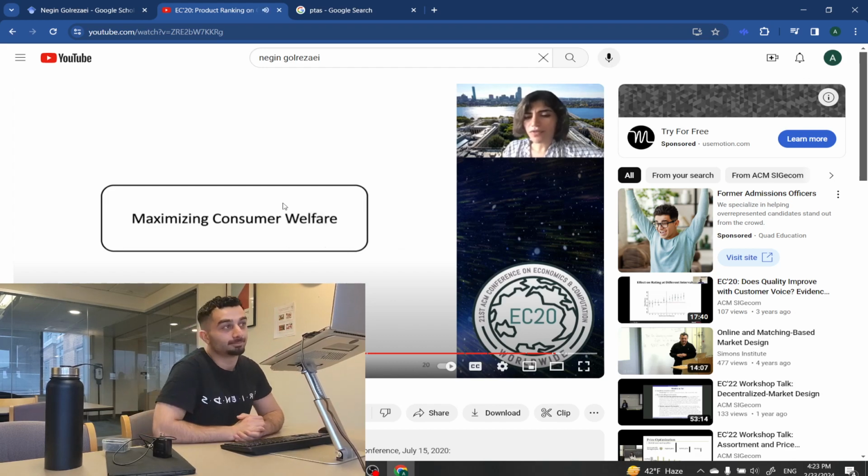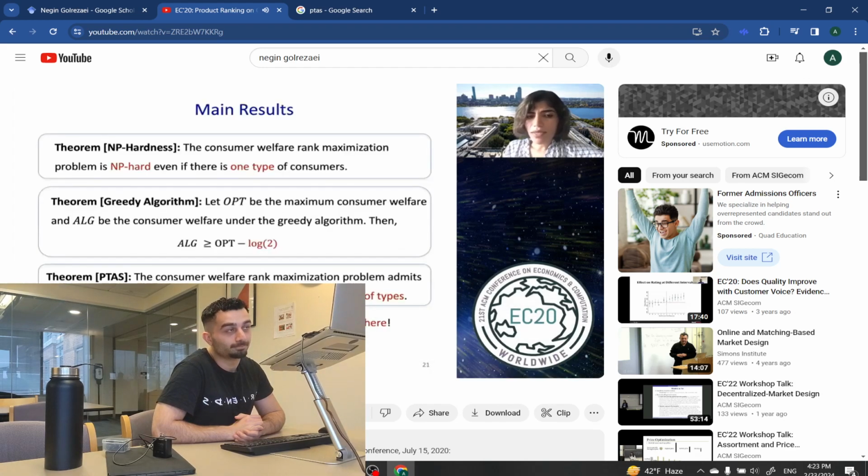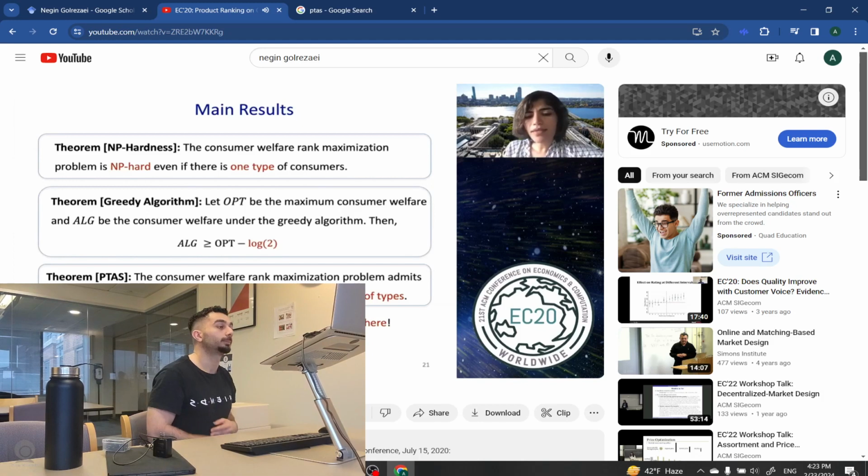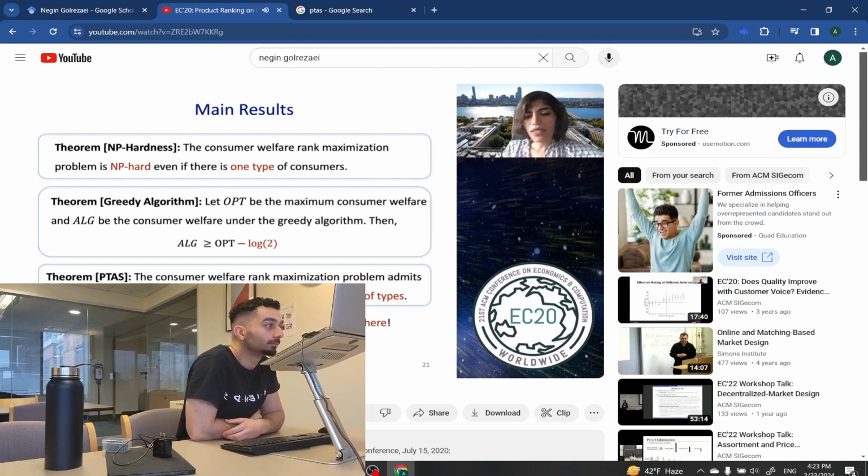The next objective that we focus on is maximizing consumer welfare. For maximizing consumer welfare, we have this result. NP hardness is still there. The greedy algorithm performs pretty well. And we also design a PTAS whose complexity scales linearly in the number of types. The previous PTAS, because of the search cost in the objective function, is not going to work, and we needed a new idea to design it.